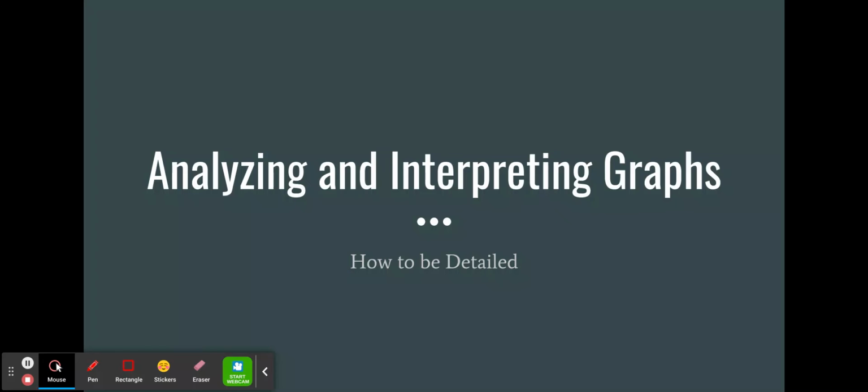Hello, everyone. We're going to be looking at how to analyze and interpret a graph so that you can use detailed answers to earn a level 4. So I'll give you, for two different graphs, an example of a level 1 answer, or well below what we're looking for, and then an example of a level 4 answer, which has enough detail to earn a level 4. So we're going to see two bad examples and then two good examples of earning a 4.